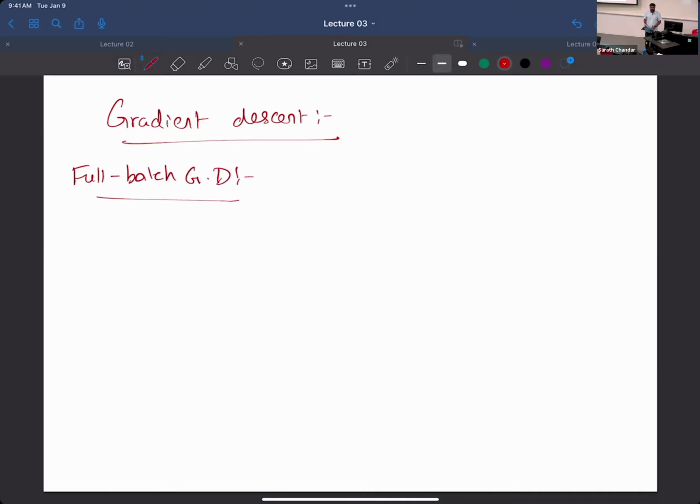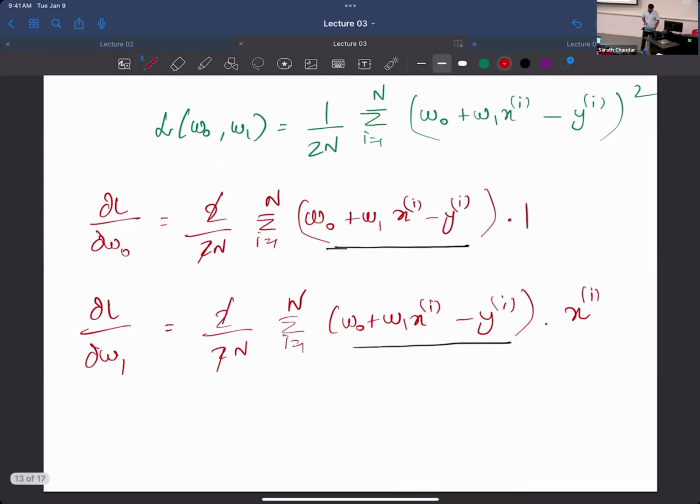Full batch gradient descent means I'm using all the examples in the training set to compute the gradient. Okay, so if you think about it, that is what we were doing here, right? When I computed the gradient, I'm actually computing the gradient of the error function for all the n examples, right? In some sense, this is the true gradient, because the function I want to minimize is actually the sum of errors for all the examples, right?